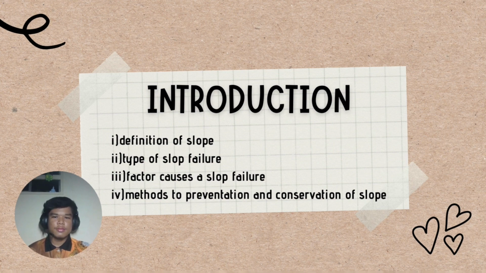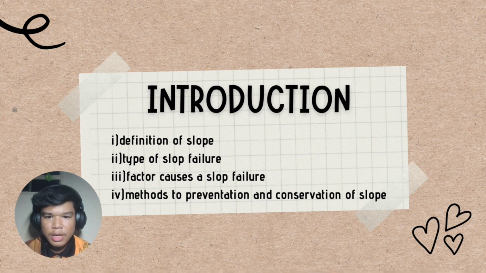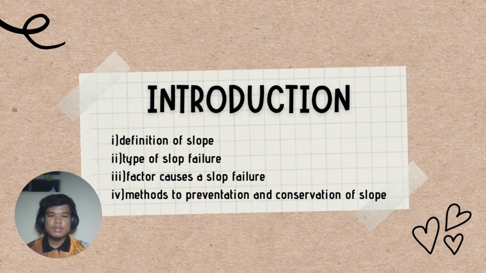Today I want to discuss the introduction. First, definition of slope. Number 2, type of slope feature. Number 3, factor cause a slope failure. Number 4, method to prevention and conservation of slope.